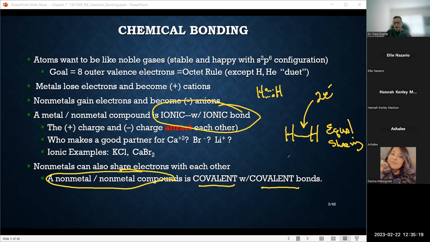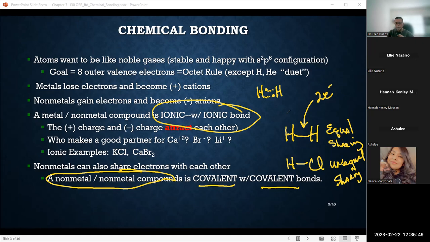But it's also possible to have a covalent bond with unequal sharing. And that happens when the elements in that covalent bond are different. That's simple. Notice 2 hydrogens are together. A hydrogen and a chlorine are not the same.